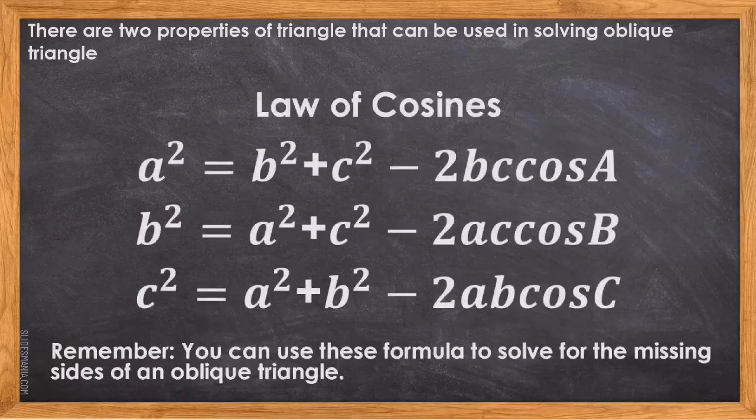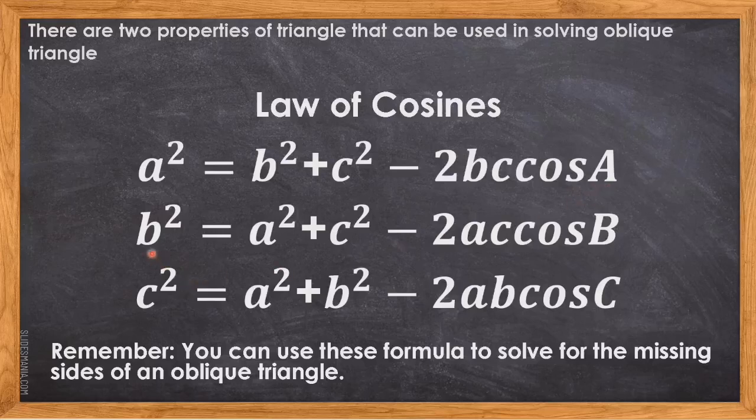Next is law of cosines. So, ito naman yung formula na gagamitin. Okay? So, tandaan natin, remember, you can use this formula to solve the missing sides of an oblique triangle. So, kapag ang nawawala ay sides, for example, nawawala si side A, pwede natin gamitin ito. So, A squared is equal to B squared plus C squared minus 2 times B times C times the cosine of A.